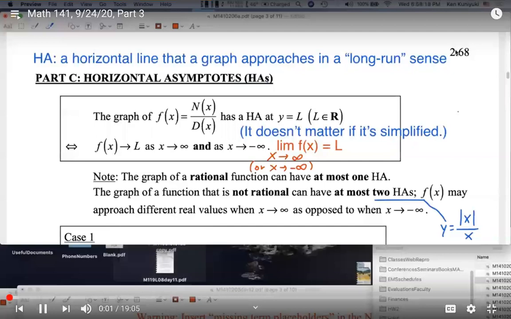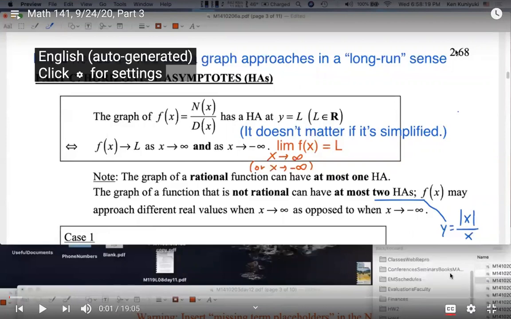All right, any questions? So the multiplicities on the top give you cutting and bouncing. The multiplicities on the bottom give you odd and even VAs. Any questions?